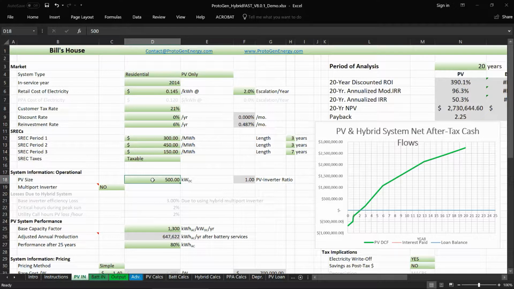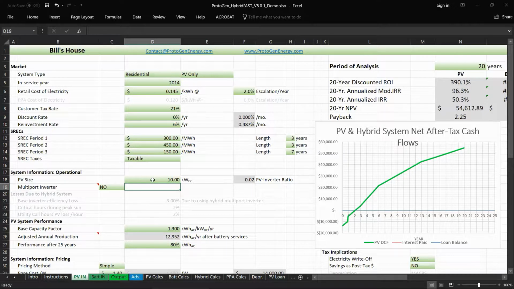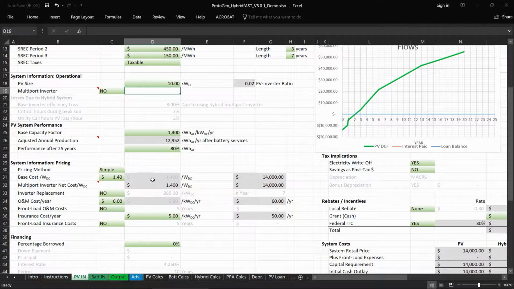PV size, 500 kilowatts. That is way too big for a residence. Let's put in a pretty big system for a residence, and the PA Sunshine rebate program's maximum allowable size of 10 kilowatts for a residence. We're not going to use a multi-port inverter right now. This number is slightly off because it's considered from the battery inverter size, so we can just ignore that for now. It doesn't affect anything. And we're going to skip this.